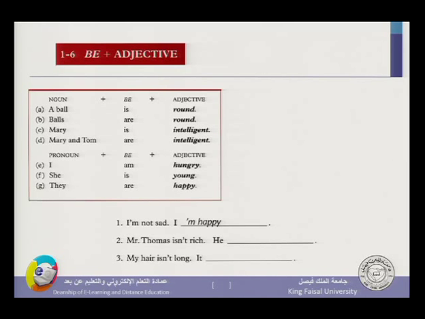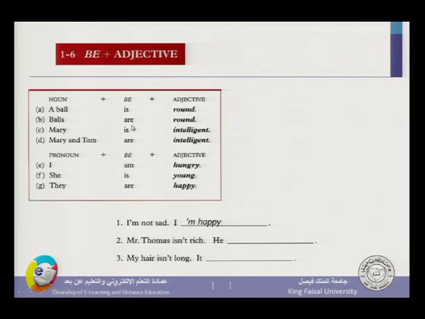So far we have learned how to use verb to be with nouns. So Canada is a city, Canada is a country, and so on. We can use verb to be as well with adjectives to describe people and things. For example, I can say in the same way, a ball is round. Round is an adjective, right?